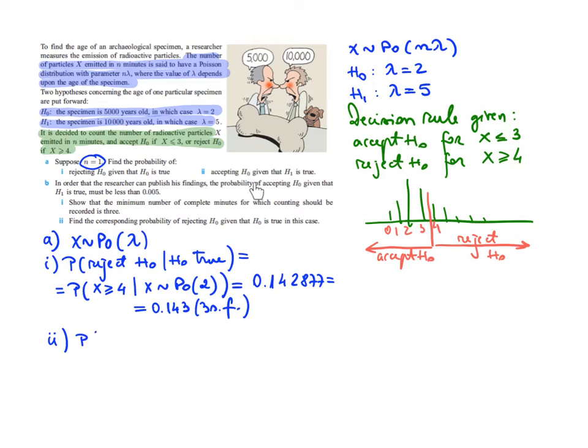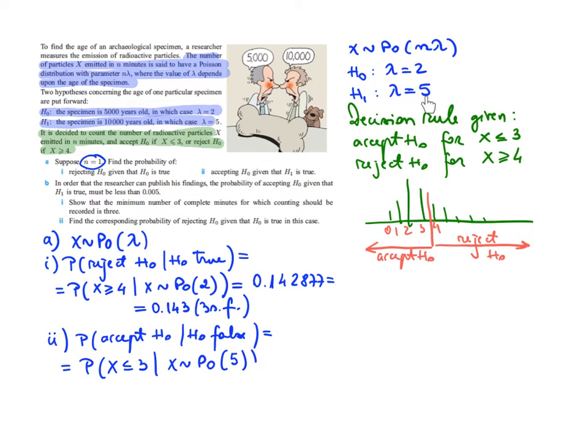Next question asks me what's the probability of a type 2 error. Accept H0 given that H0 is false. I always think in terms of H0. So accept H0 is here on the new distribution. Lambda is 5 and n equals 1. And I calculate this probability.